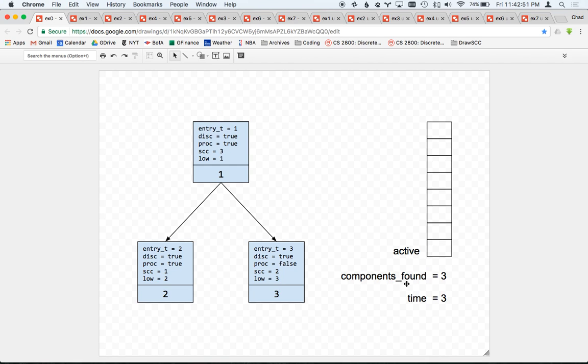We found 3 strongly connected components. Each vertex is its own strongly connected component because it's not possible to get from vertex 2 back to vertex 1 or from vertex 3 back to vertex 1 or anywhere else. So then they all have to be separate. Okay, the case of interest comes up next.